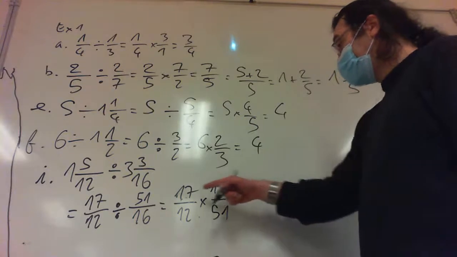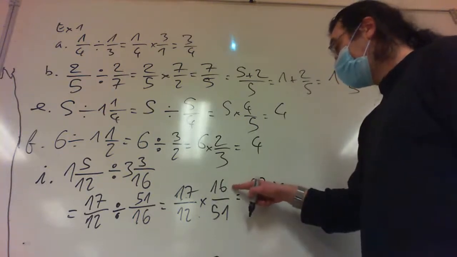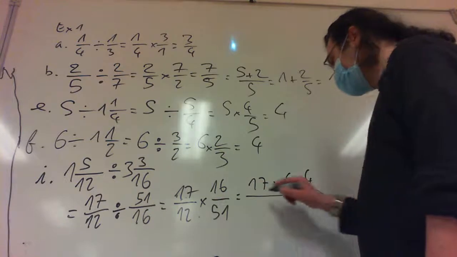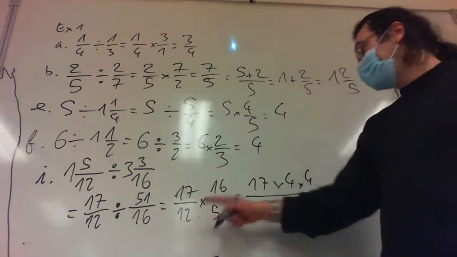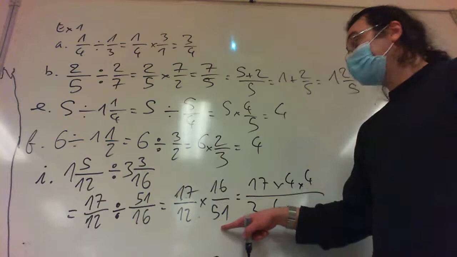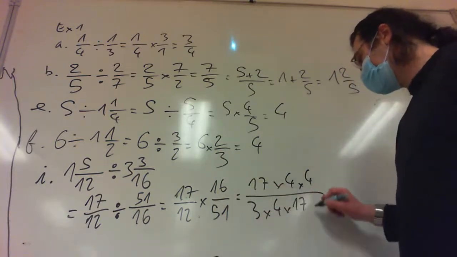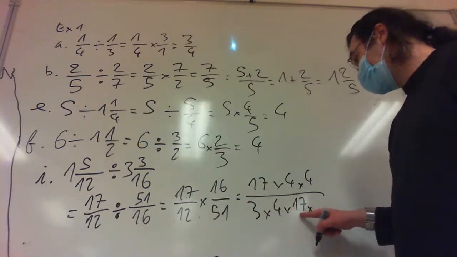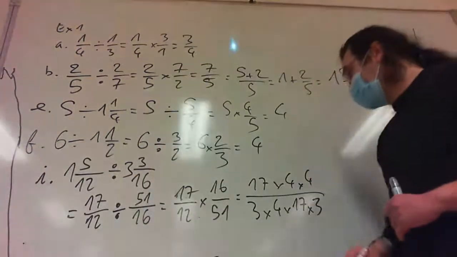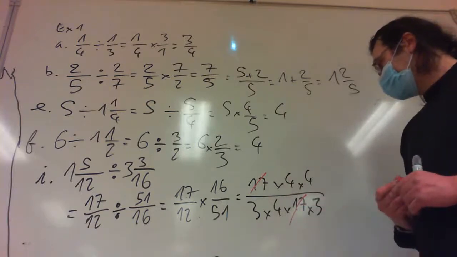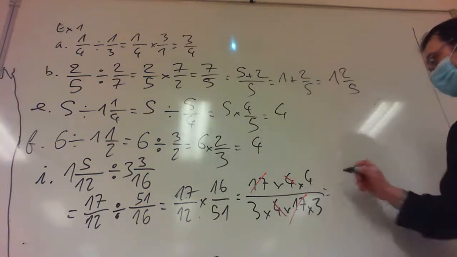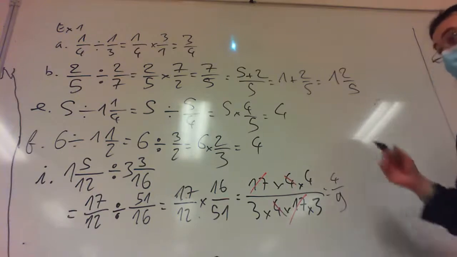Well, actually, you can say that this is 17 times 16. You can write it as 4 times 4. Then 12 is 3 times 4. And 51 is equal to 17 times 3. Now you can simplify. And what is left? 4 over 9. 4 over 9. And we can't simplify anymore.